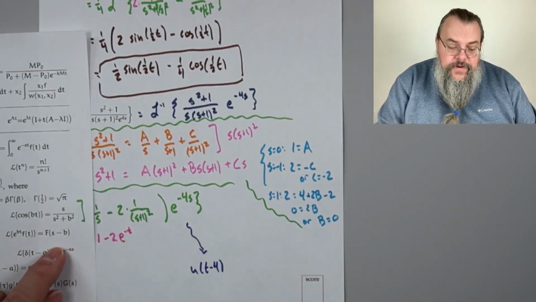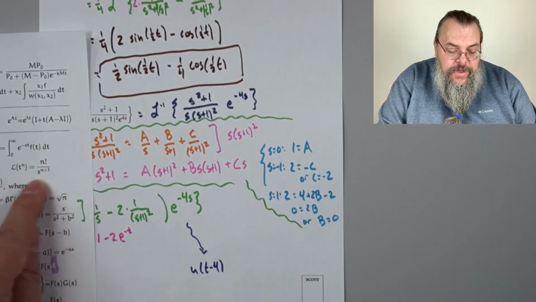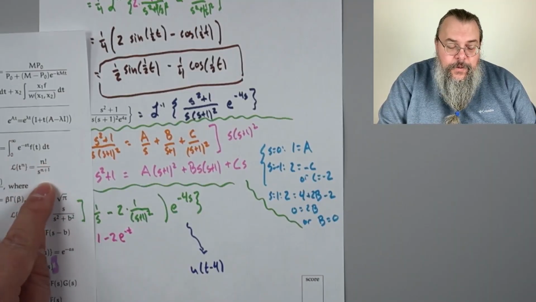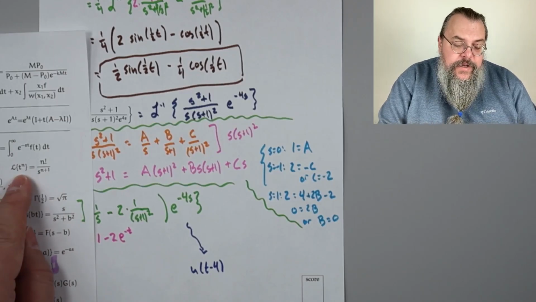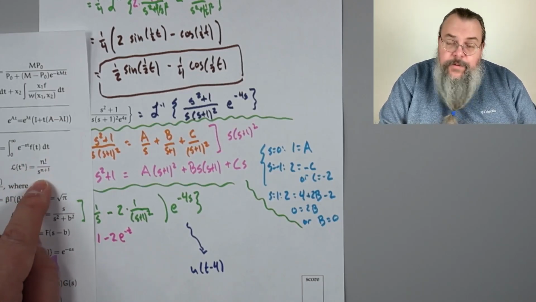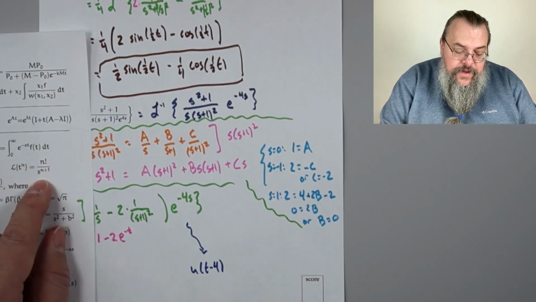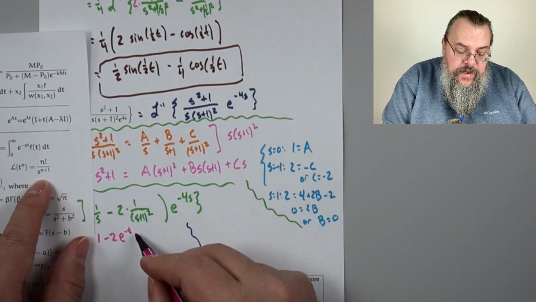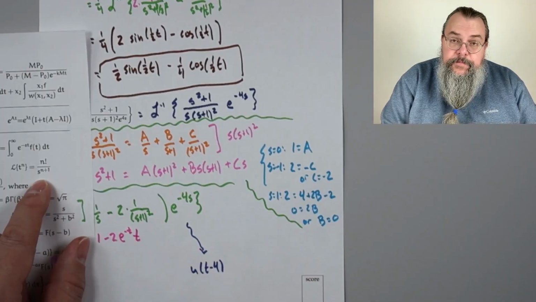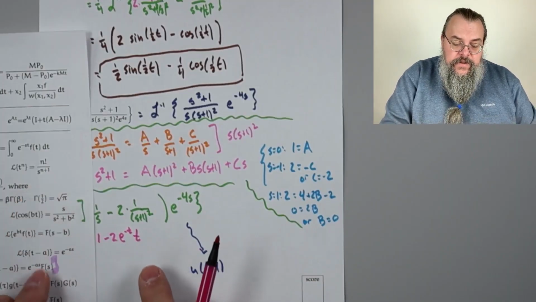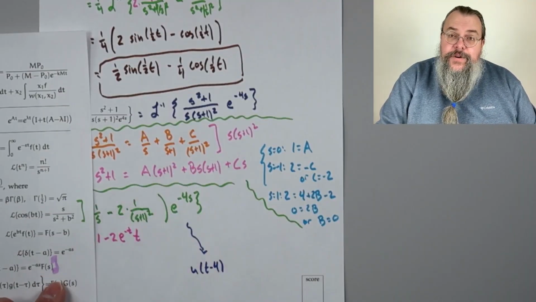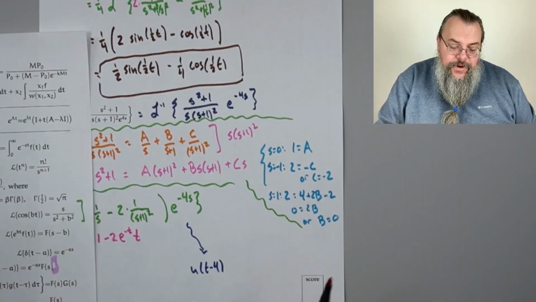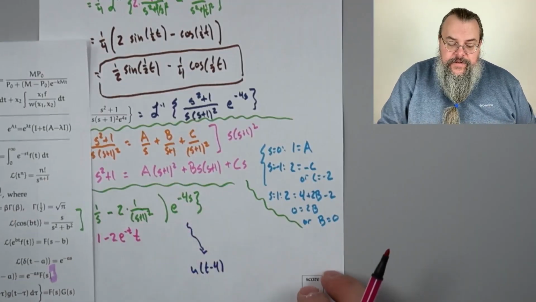Well, where do we see 1 over s squared? Well, that would be up here, where n equals 1. So the Laplace of t to the 1 is 1 factorial over s to the 1 plus 1. So we say, okay, so we have e to the minus t times t. All right? So the e to the minus t handles the s plus 1. The t handles it being 1 over that squared. Okay, and then the 2 comes along as a constant.